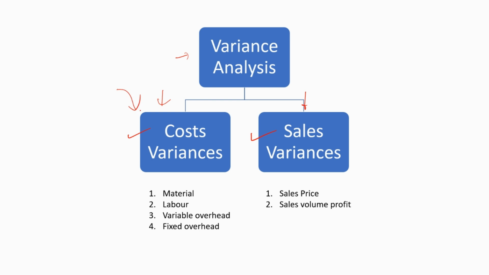Under cost variances, we will discuss how the cost variances are calculated and what the reasons for the variances are. And under sales variances, we have to calculate the sales variances and identify the reasons for the variances. Under cost variances, we will discuss material variance, labor variance, variable overhead variance and fixed overhead variance. Under sales variances, we will discuss sales price variance and sales volume profit variance.